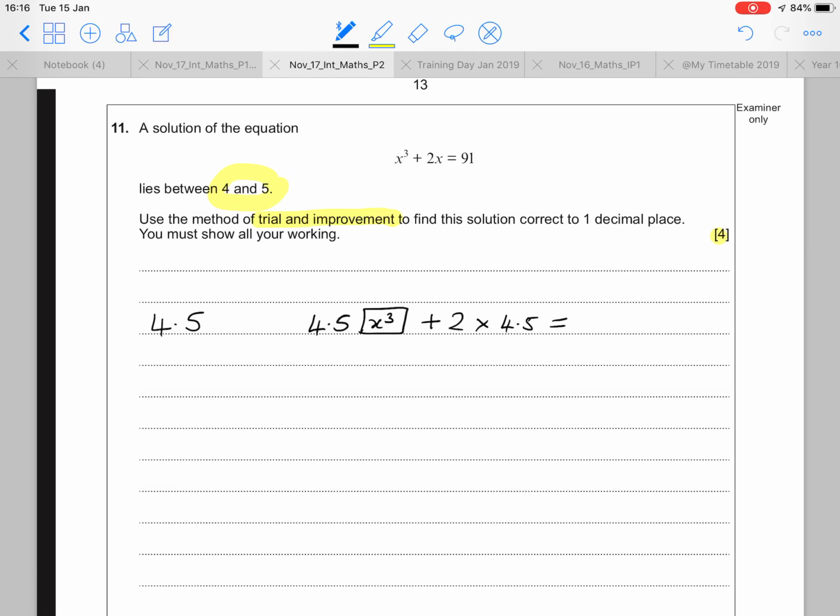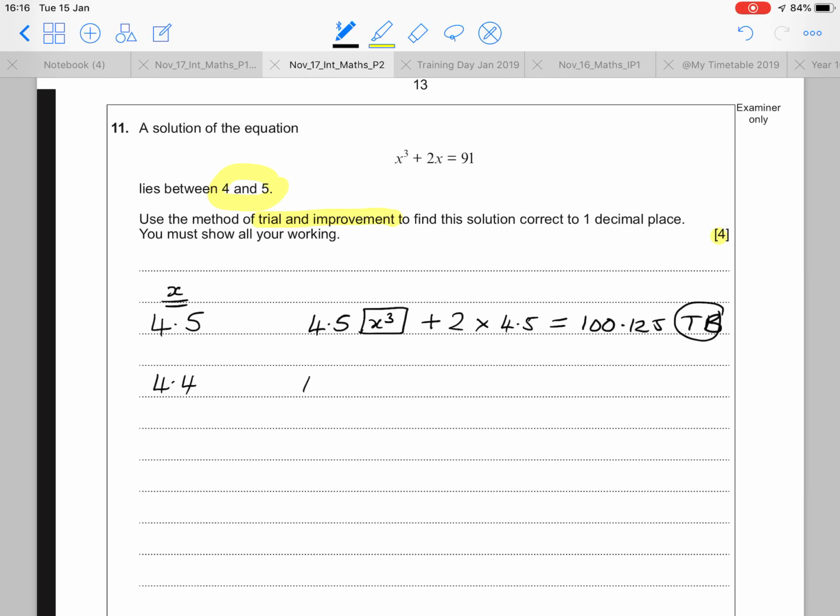Typing this in on the calculator is going to give me my first value. It comes out as 100.125, which is too big. So because this is too big, the next x value that I try will need to be smaller than 4.5. So this time I'm going to try 4.4.